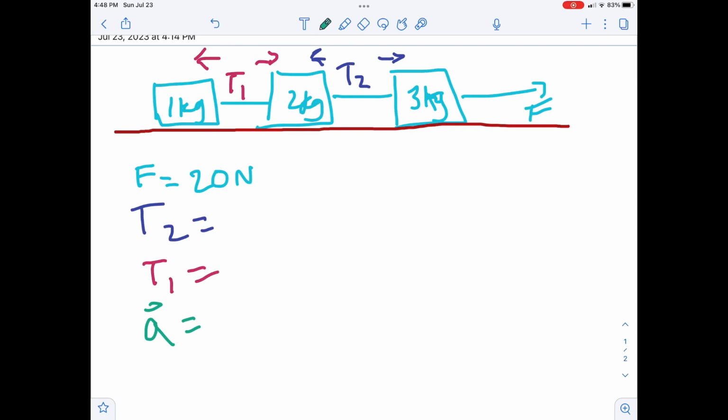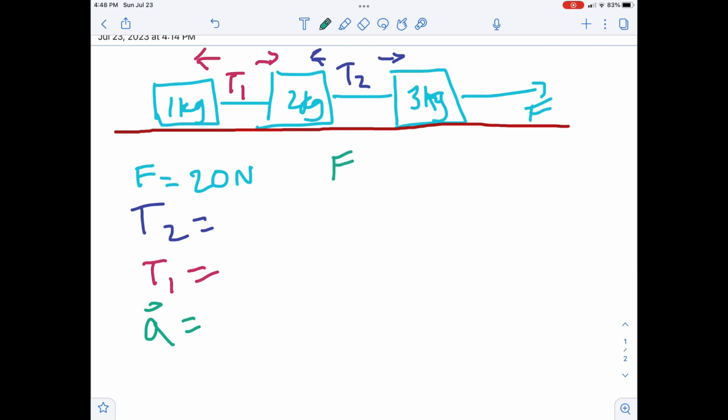So in this problem, I'm asked to find the force of tension between the 3 kilogram and 2 kilogram block, and then the tension between the 2 kilogram and 1 kilogram block, and the acceleration of the system. For this particular problem, I'm actually going to start with finding the acceleration of the system, because I know that that will be equal to the acceleration of each block. And this also eliminates the issue of not knowing the tension forces, because they're internal forces, and so they can be ignored when looking at the whole system.